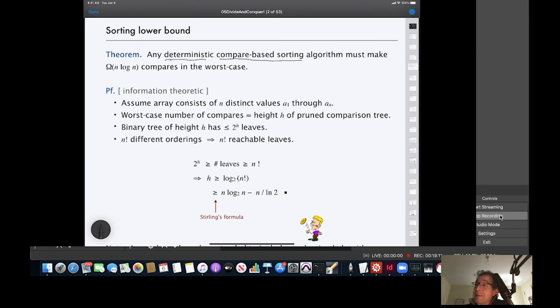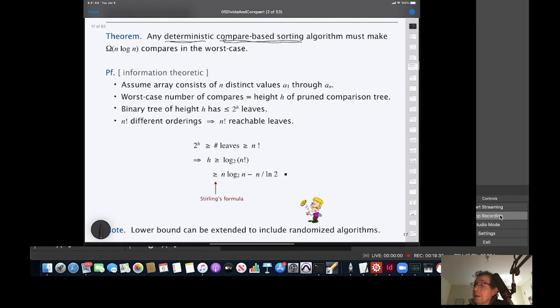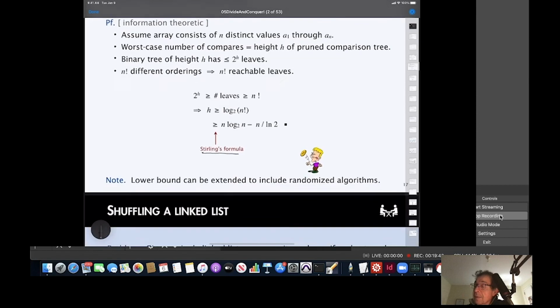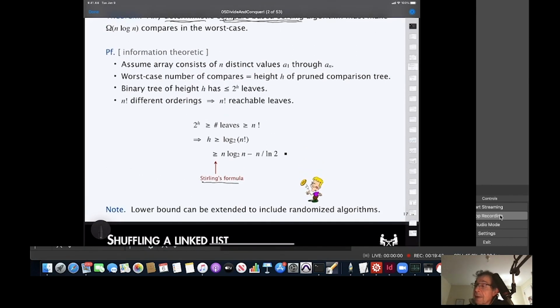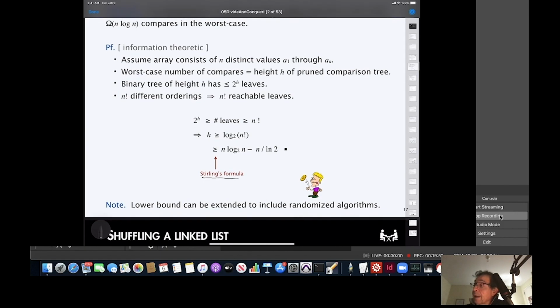Deterministic, because as you can imagine, there are some probabilistic or stochastic approaches, but deterministic compare-based sorting algorithms must make big omega of n log n compares in the worst case. The proof is not hard to follow, but we do need to know a little more combinatorics because we are applying Stirling's formula. So if you're curious, take a look at this development, consult Stirling's formula for the factorial, and substitute.